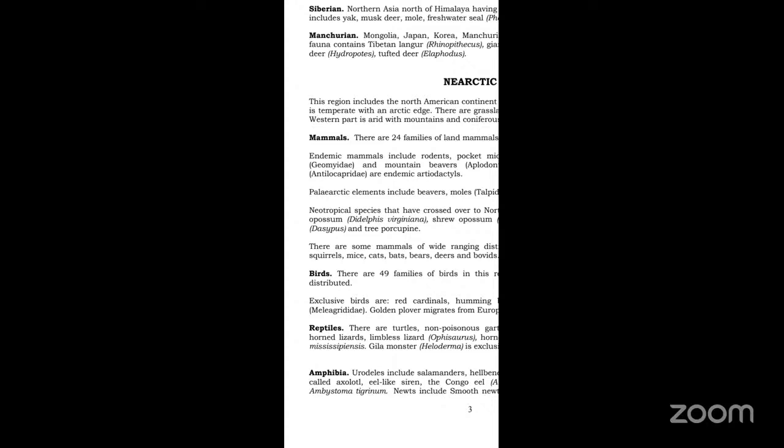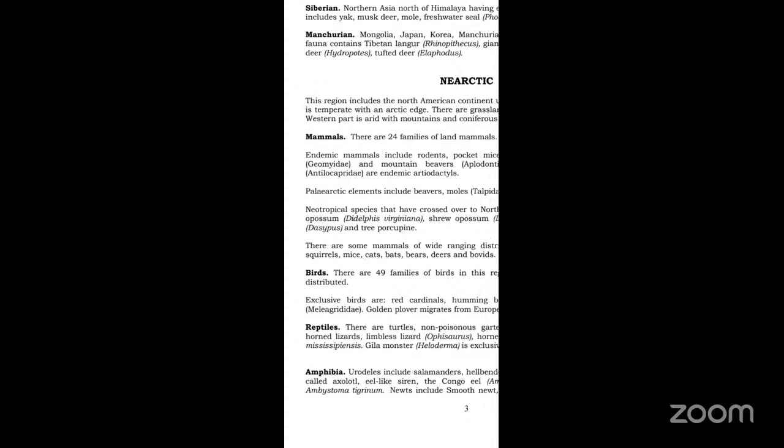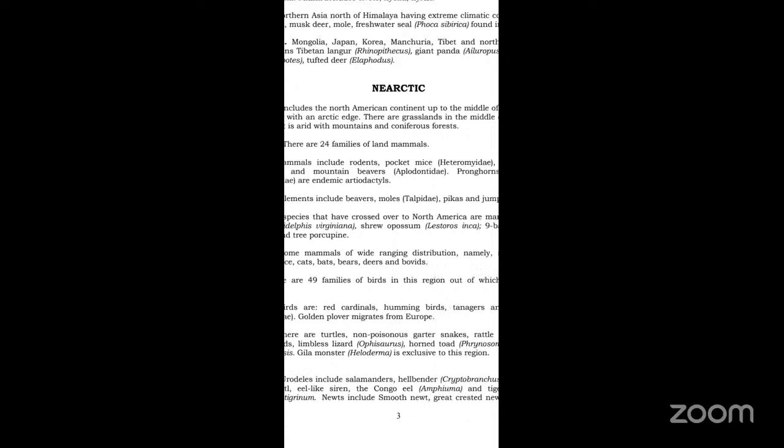So where is this Nearctic region located? It includes the North American continent up to the middle of Mexico. And here the climate is temperate, and you have the grasslands that are also present. Apart from this, the western part is totally arid with mountains as well as a coniferous forest. Now coming to the different fauna.